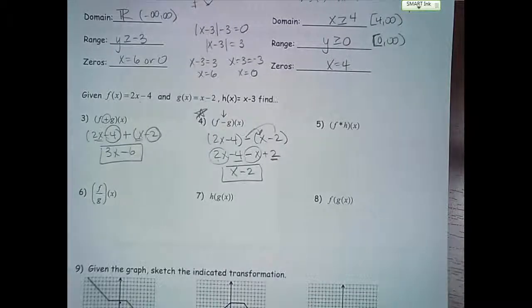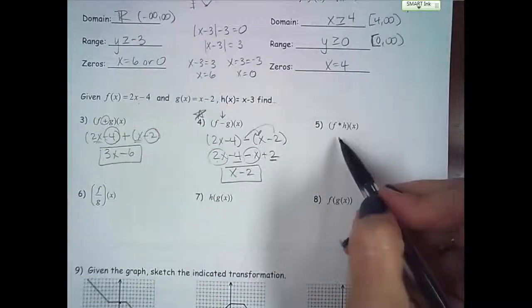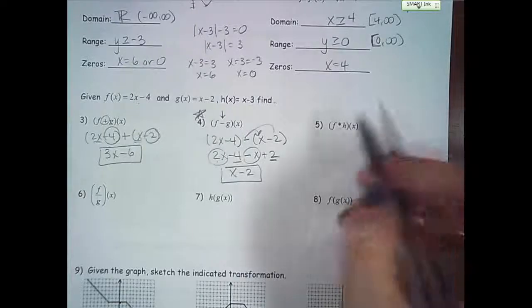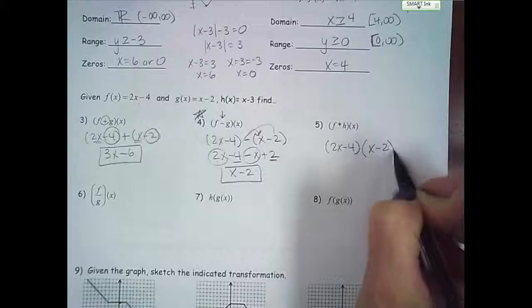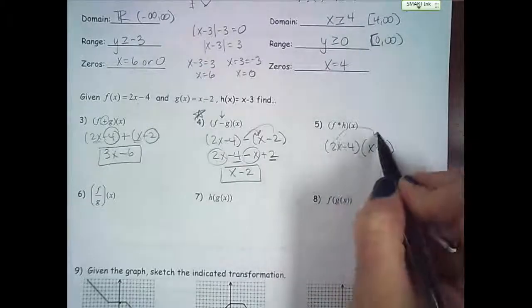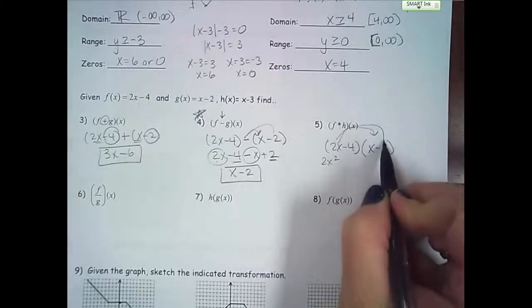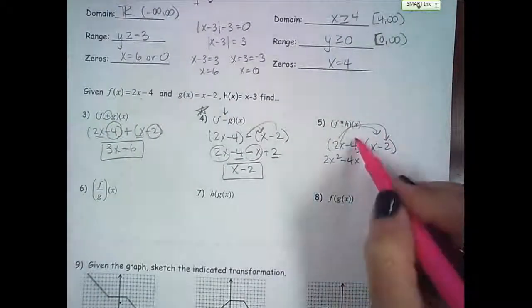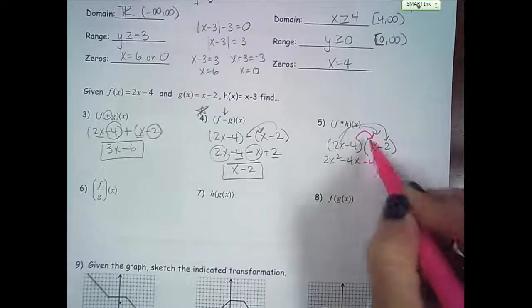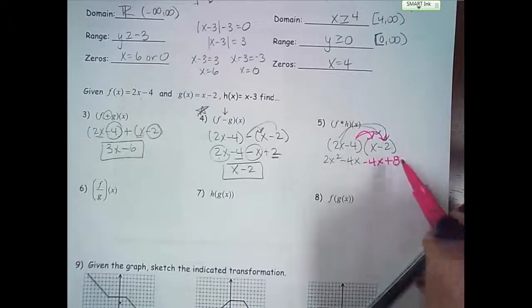Right, now for number 5. This symbol right here, remember, means multiplication. So you're going to take 2x minus 4 and actually multiply it by x minus 2. So you have to FOIL. So you get 2x squared minus 4x. And you go the other way. Minus 4x and then plus 8. Be careful.